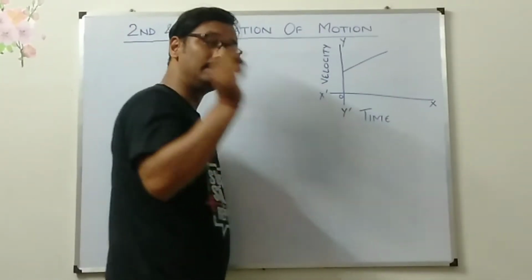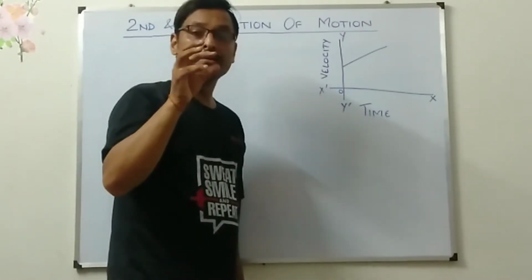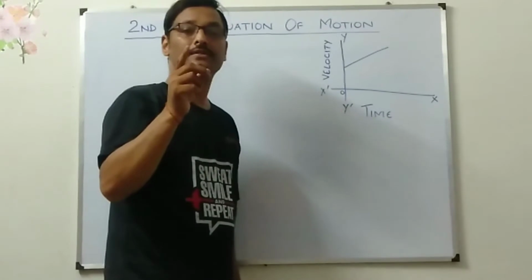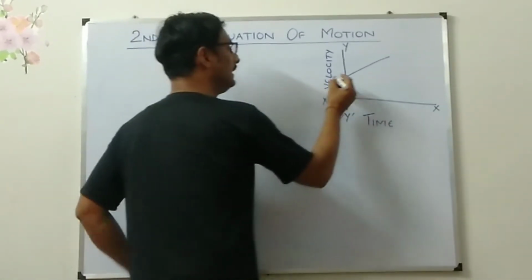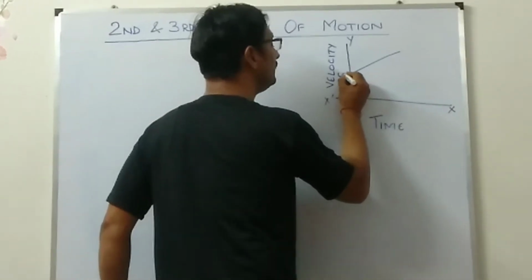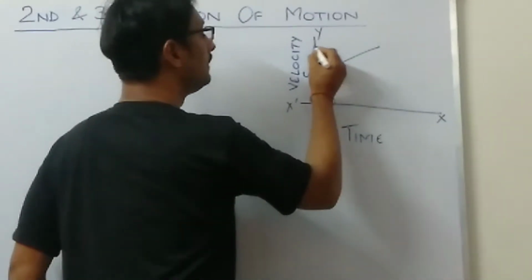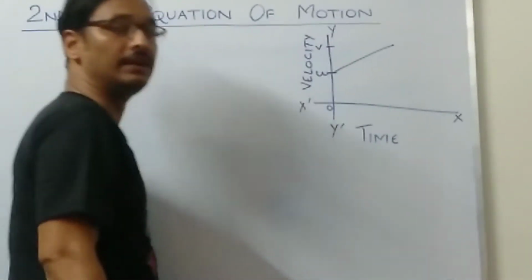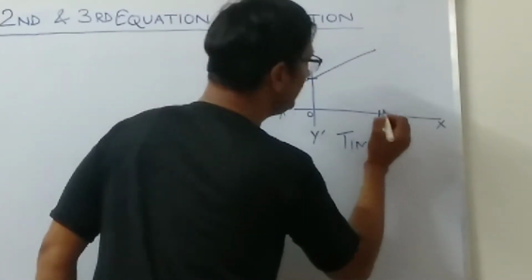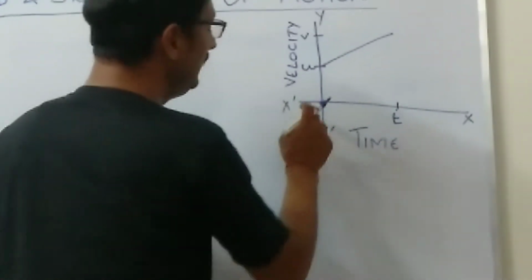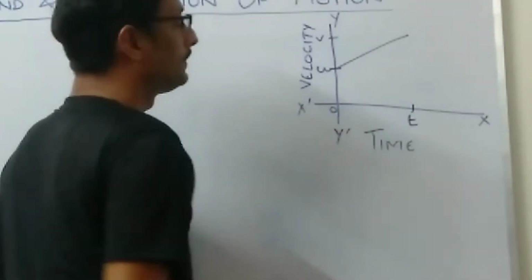There was some initial velocity. That means the body was not at rest. It was having some velocity. Suppose the initial velocity was u and this is the final velocity. This is v. So in t time, the body has moved to v position.